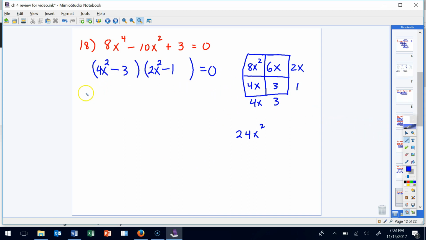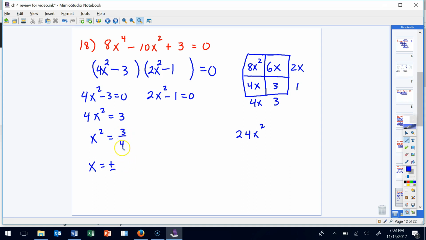And now that we've got the factoring, we need to let each factor equal 0 so that we can solve. Now we're looking for 4 solutions. So each of your factors set equal to 0. Now let's solve for x. Add 3 to both sides. Divide by 4 on both sides. Now do the square root of both sides.